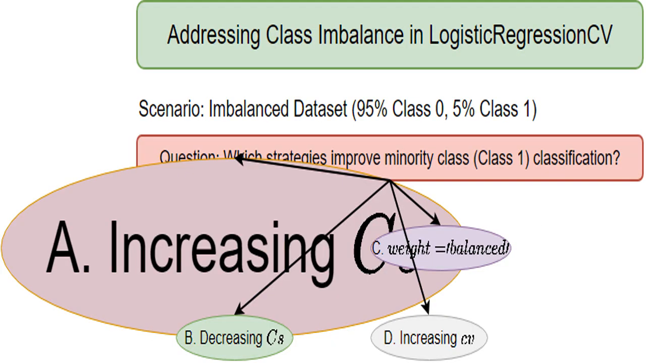I'll avoid increasing Cs. Increasing Cs reduces regularization, leading to a more complex model prone to overfitting. In this case, that means the model might become even more biased towards the majority class. I want to prevent this from happening and improve the minority class classification.